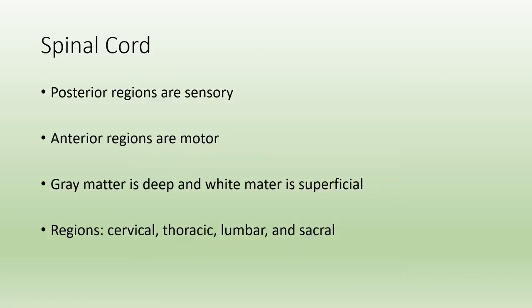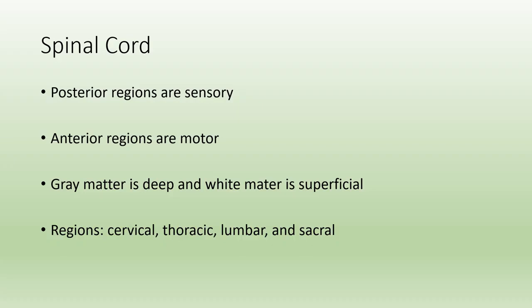The spinal cord. In general, the posterior regions are more sensory, the anterior regions are motor. Now we see a switch. Remember in the brain, the gray matter was on the superficial layers and the white matter was internal? It's reversed with the spinal cord. The gray matter is deeper and the white matter is superficial.